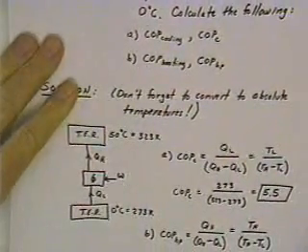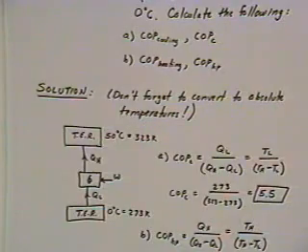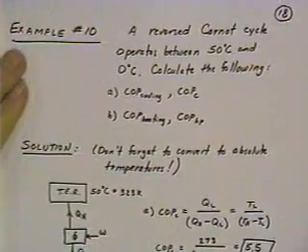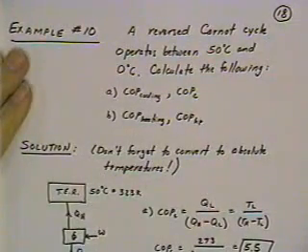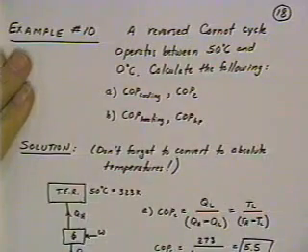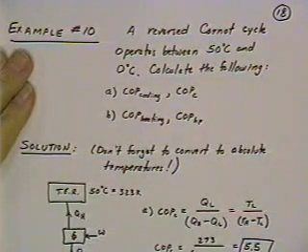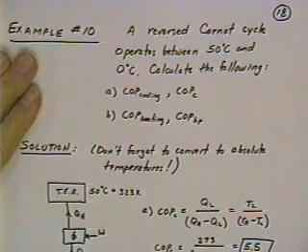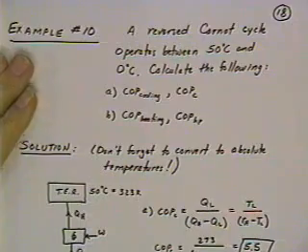Let's now take another example. Example number 10. We've got a reverse Carnot cycle. A reverse Carnot cycle is a refrigeration cycle. In this particular case, we've got the Carnot cycle that operates between 50 degrees C and 0 degrees C. And we want to calculate the coefficient of performance for cooling, which I've called COP sub C, and the coefficient of performance for heating, which I call COP sub HP for a heat pump.